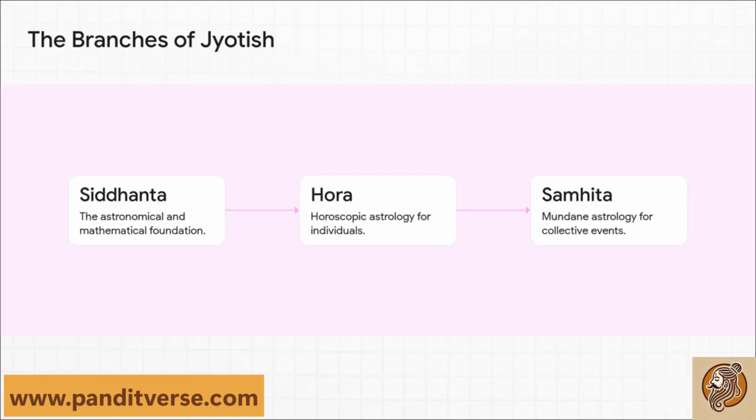And Jyotish is super organized. It's traditionally broken down into 3 main branches. As you can see, it all starts with Siddhanta. That's the hardcore astronomy and math that everything is built on. From there, it goes into Hora, which is all about individual horoscopes. That's you and me. And then there's Samhita, which looks at the big picture, like world events and nature. We're focused on Hora today because that's where Nakshatras get really personal.